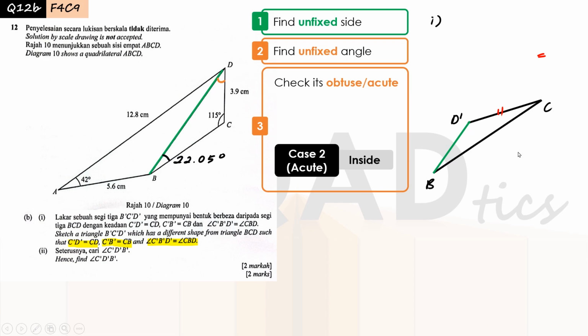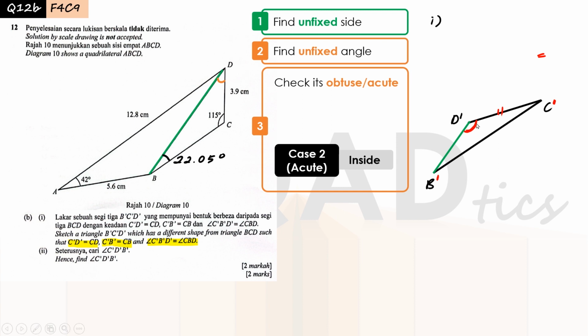Alright, and also almost forgot, the prime we need to put it here. Okay, because here it says sketch a triangle B prime, C prime, D prime. So all of the points here, we need to put the prime. Okay, and for part 2, we need to find the length of CDB, which is from the new triangle here, which is this one.